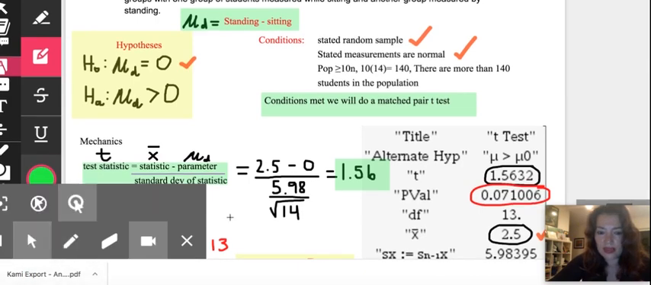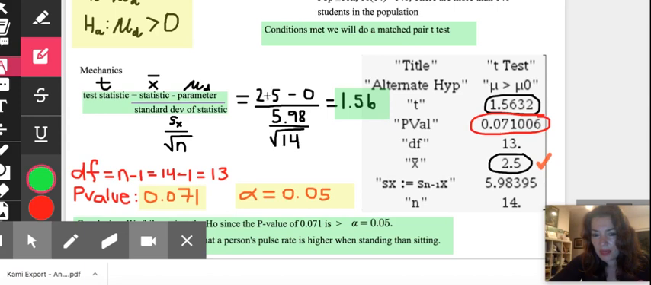So when we plug in our values, we have the mean is 2.5 minus 0, that's our population parameter, divided by the standard deviation given here, 5.98, all over the square root of our sample size, which is 14. Now, you do not have to calculate this in your calculator. You can just use your calculator output here. It says that the t-score is 1.56. You could check your work and say 2.5 divided by all of this denominator will give you 1.56.